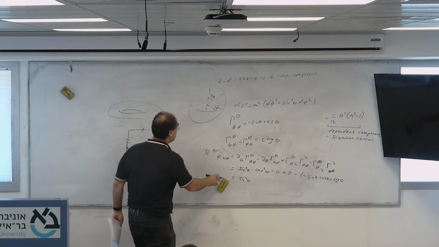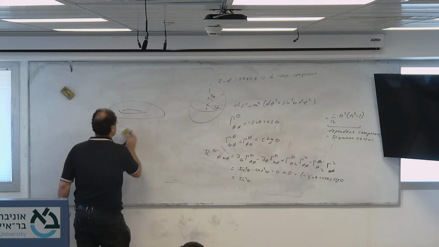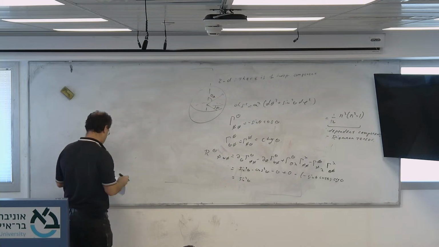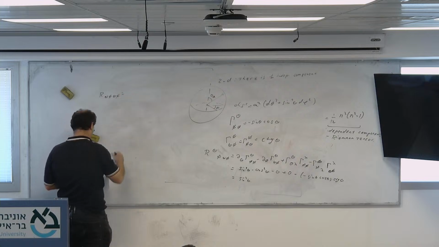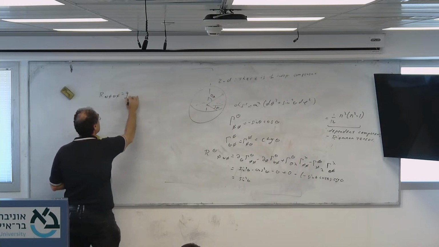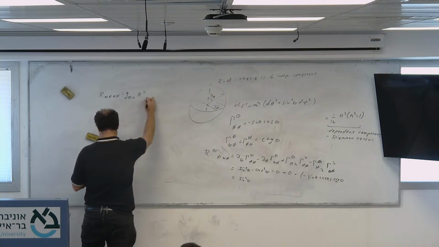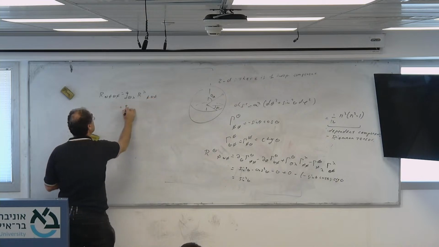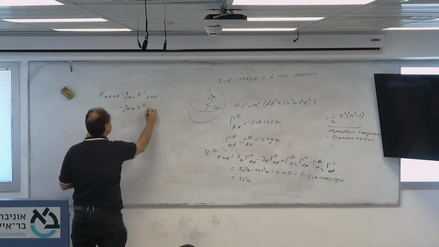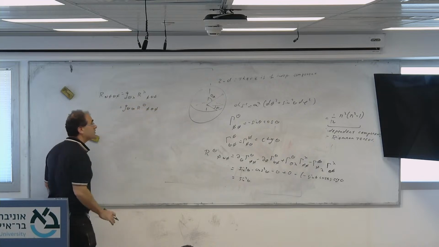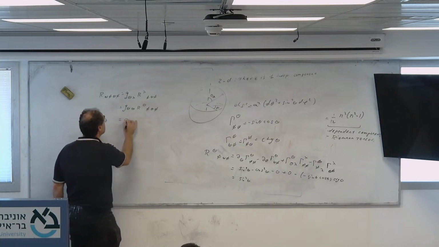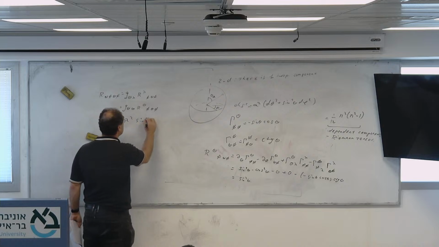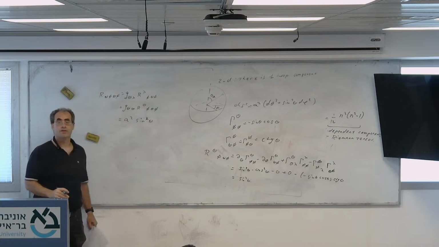Just a second, if you want to lower the indices, we have R theta phi theta phi is just G theta lambda R lambda phi theta phi, so G theta theta times R theta phi theta phi. What is G theta theta? A squared. This is A squared sine squared theta. Questions?